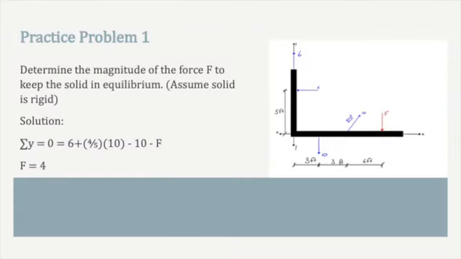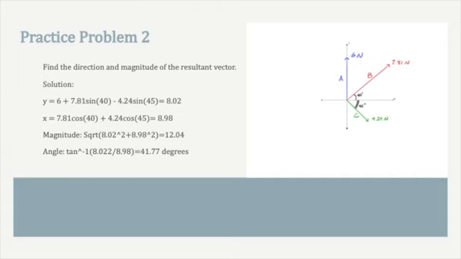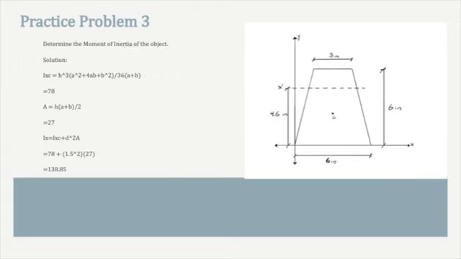We came up with 3 practice problems that we believe you'll encounter in taking the FE. The first one is a summation of forces problem, where you have to determine the force on an object to keep it in equilibrium. The second is a resultant vector problem. You'll just have to find the magnitude and angle of the resulting vector. And the third is a moment of inertia problem, where you'll need to find the moment of inertia using the equation found in the FE handbook.